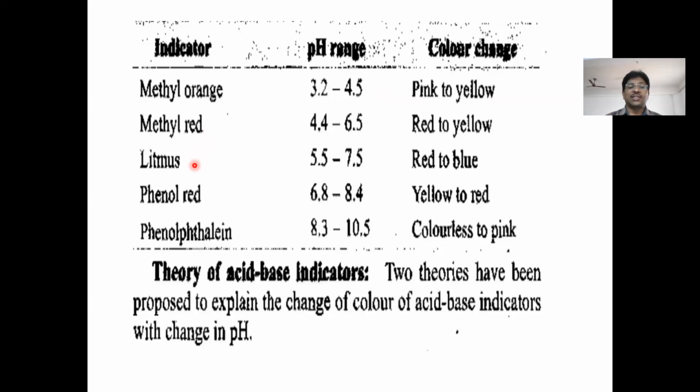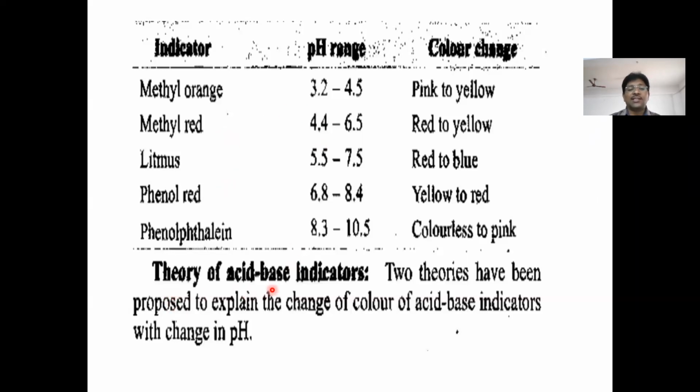And methyl red, litmus, phenol red, phenolphthalein. Mainly we use methyl orange and phenolphthalein. A phenolphthalein indicator has the pH range of 8.3 to 10.5, and the color changes from colorless to pink. In acidic medium, phenolphthalein is colorless, but it turns pink in basic medium. Methyl orange is yellow in basic medium and red in acidic medium. Actually, not pink, it is red. So for the different indicators, just go through them later. I will send the table.